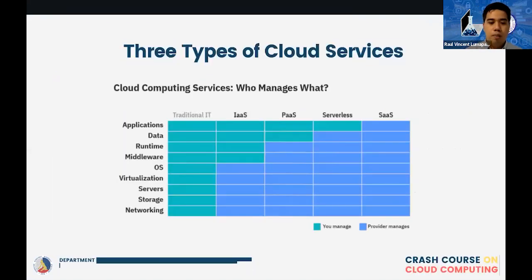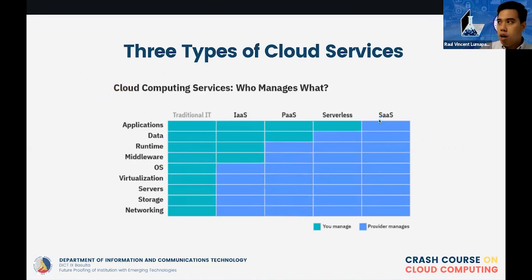Okay, so yun. So for traditional IT, at least we would get an idea as to who manages what, who manages a particular ICT component. So for a traditional IT structure, for those implementing a traditional ICT structure, application, data, runtime, middleware, OS, virtualization, server, storage, and networking are implemented by the organization itself.